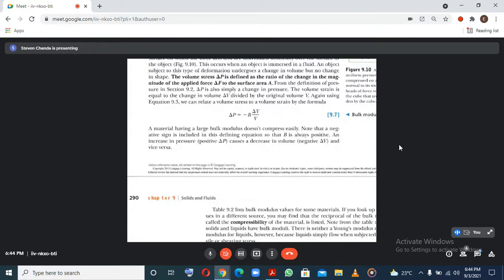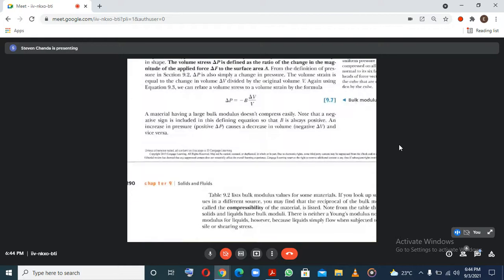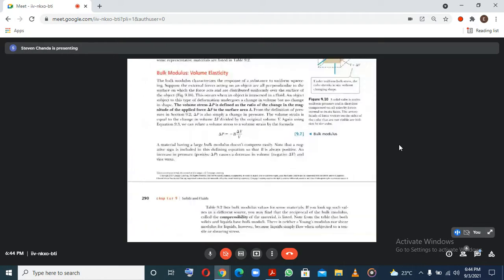So to ensure that when we are trying to find the bulk modulus, we don't have a negative value, that's why they've put that negative sign there. So don't memorize, just understand it the way I've put it. You won't have problems.